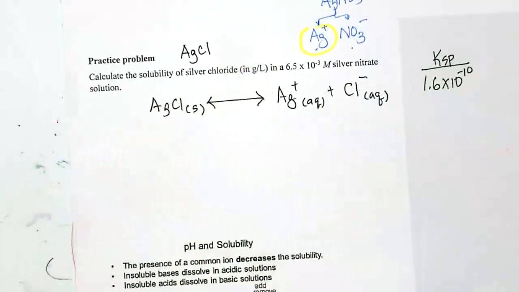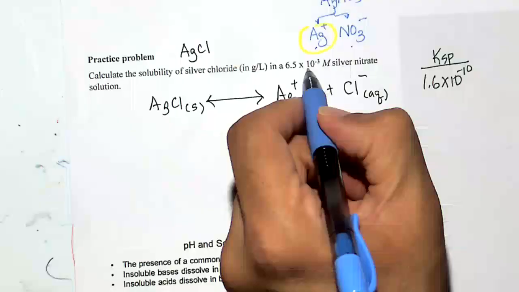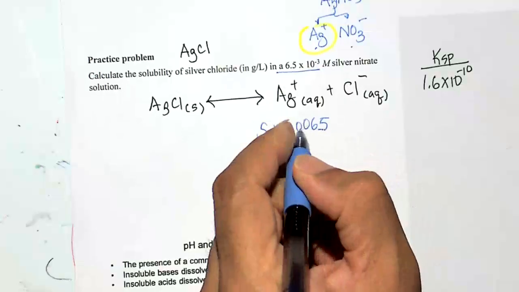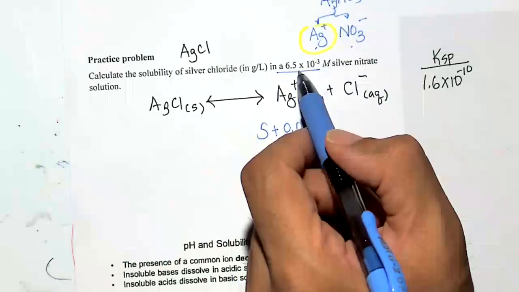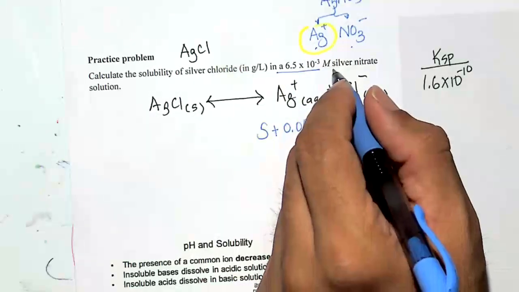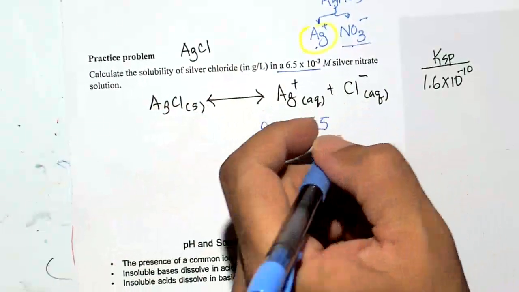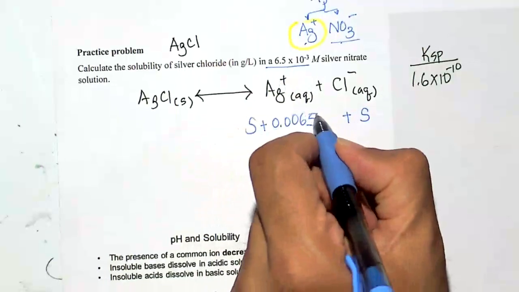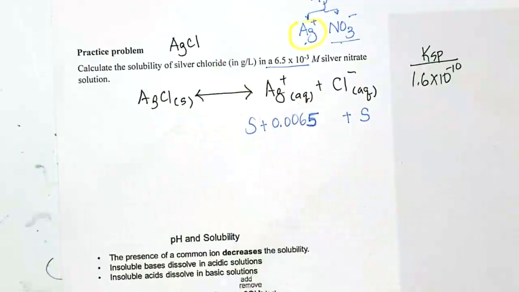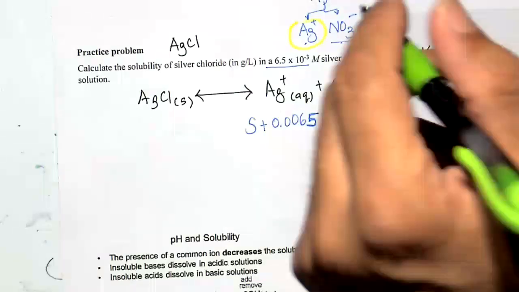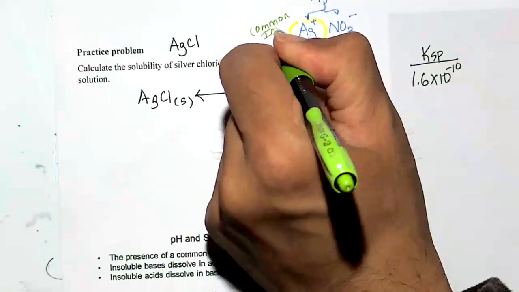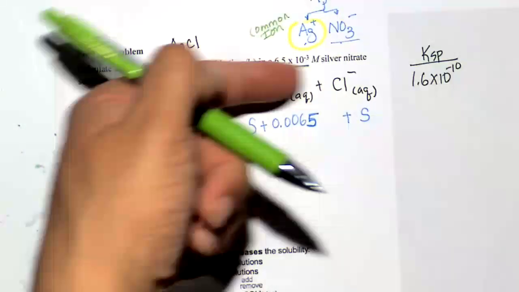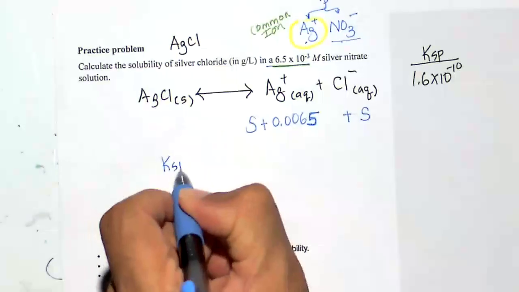So there are two sources of silver. One source is S. The other source of the silver is the 6.5 times 10 to the minus 3 molar silver nitrate, which is silver ion and nitrate. We don't care about the nitrate; it's called a spectator ion. And then what about the Cl? Plus S. Is everyone okay with what I'm doing here? The common ion is silver, Ag plus. Two sources of Ag plus: the 6.5 times 10 to the minus 3, and the AgCl going back to Ag plus. Let's plug this into our KSP.